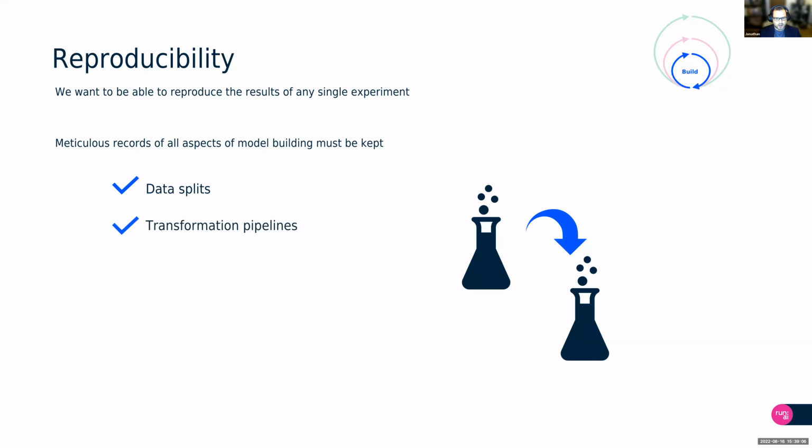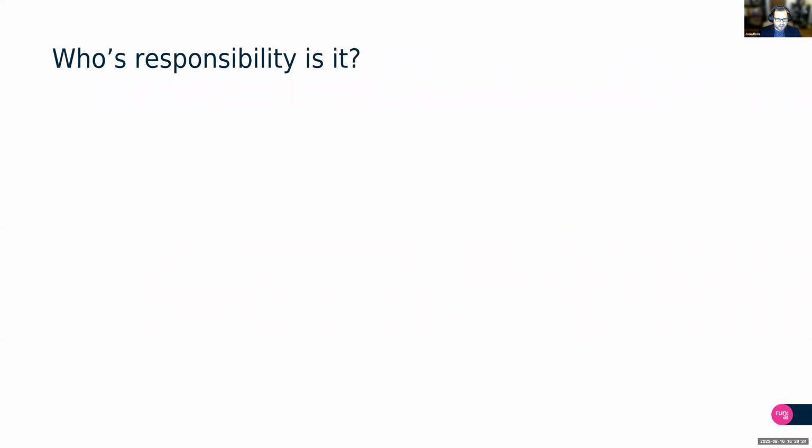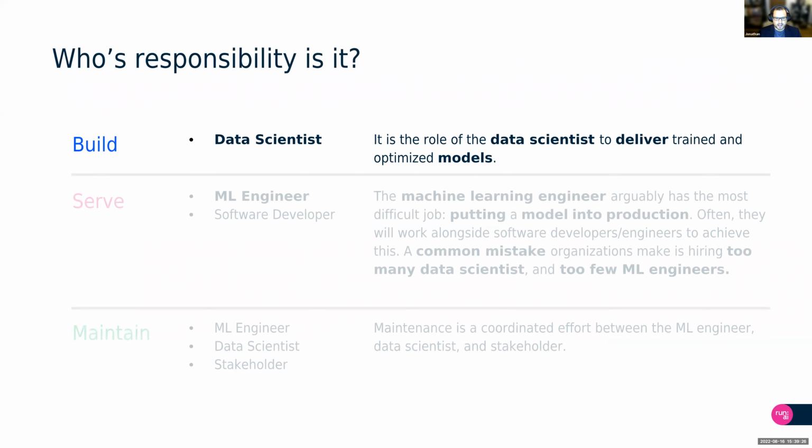We want to keep track of all the changes that we made to our raw data before it was model ready. We want to keep track of all the models themselves, all of the hyperparameters that we used, all of the evaluation metrics that we used, and also the results of those evaluation metrics. So there's a lot to keep track of here. And finally, the data scientist is the one who's involved with the building of models.